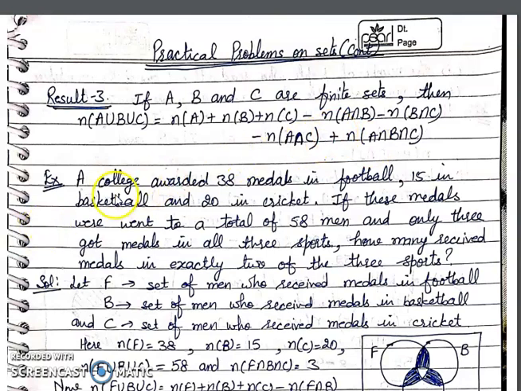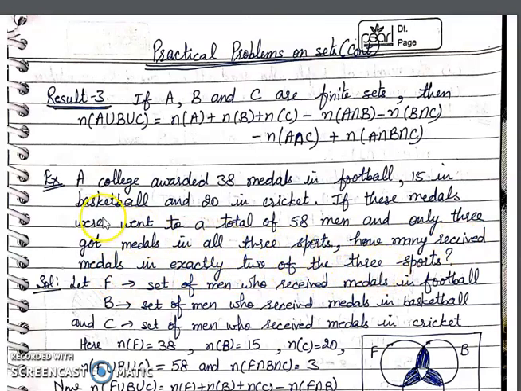The example from your miscellaneous exercise: a college awarded 38 medals in football, 15 in basketball and 20 in cricket. If these medals went to a total of 58 men and only 3 got medals in all 3 sports, how many received medals in exactly 2 of the 3 sports?